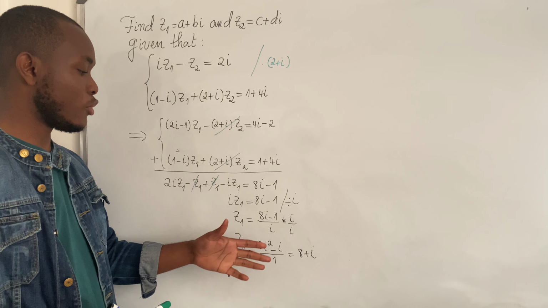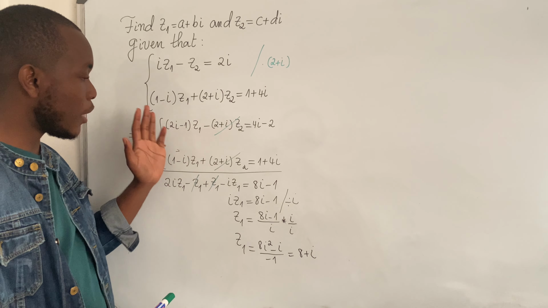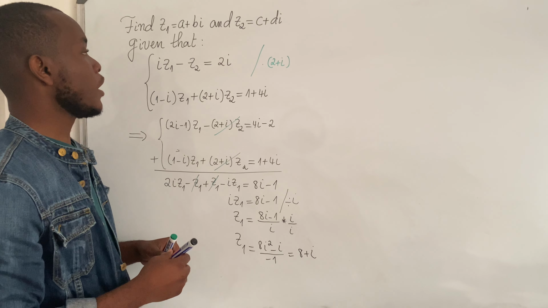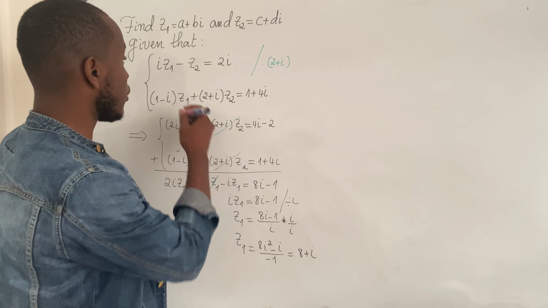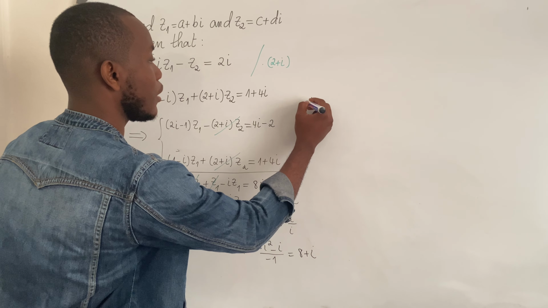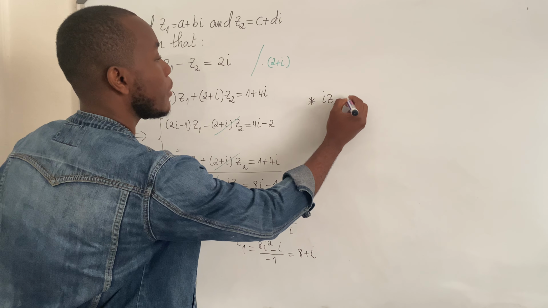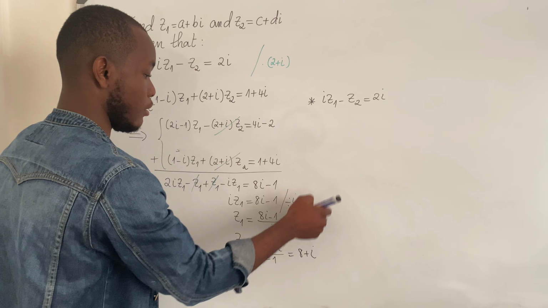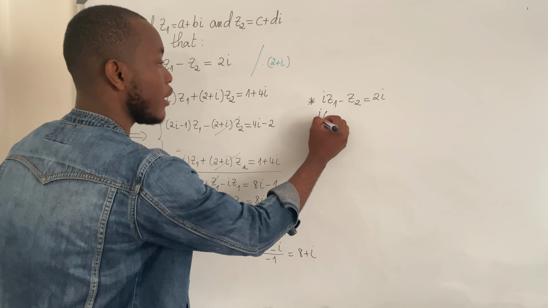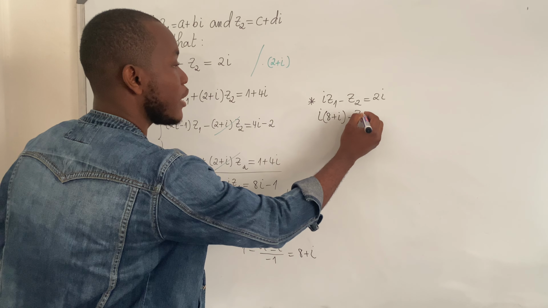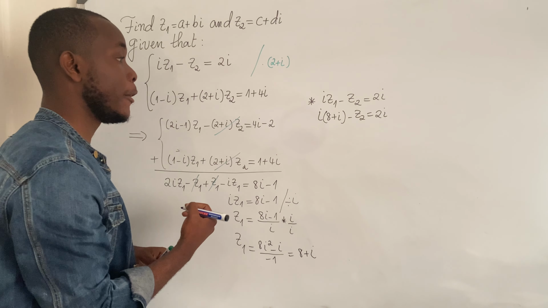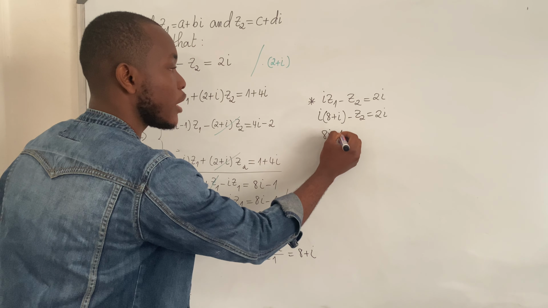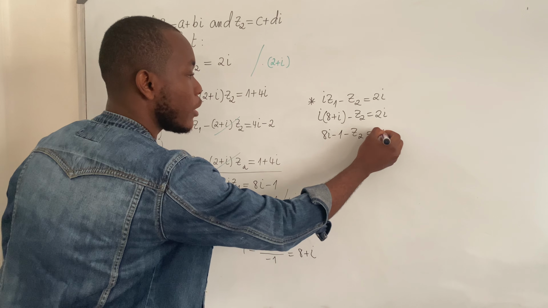To find the value of Z2, it's just substituting into any place that we feel comfortable with. We can even use the first line of equations. If we replace there, we're going to have i Z1 minus Z2 equal to 2i. That's the value of Z1, it's 8 plus i, so we have i times (8 plus i) minus Z2 equal to 2i. Okay, we have 8i, i times i is i squared, which is negative 1, minus Z2 equal to 2i.